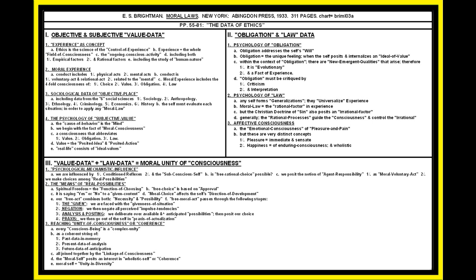Now in block 2 we took a look at the obligation and law data to add to that value data of block 1. We have the psychology of obligation. Obligation addresses the self's will. Obligation equals the unique feeling when the self posits and internalizes an ideal of value. Within the context of obligation, there are new emergent qualities that arise. Therefore, it is evolutionary and a fact of experience. Obligation is necessitated by an ongoing critique of criticism and interpretation, in order to revise our conceptualization of the real.